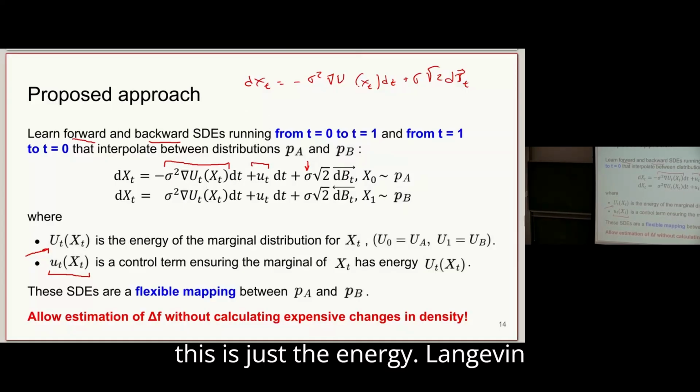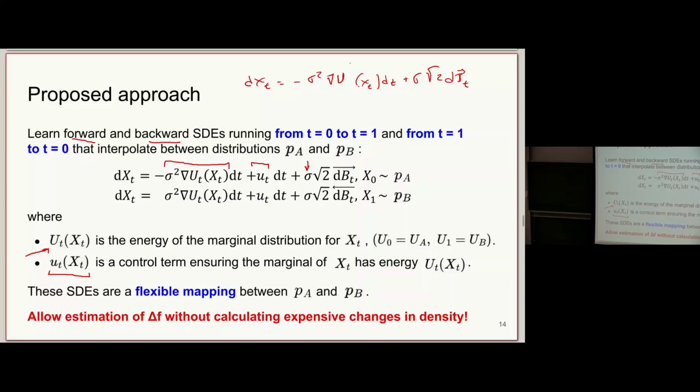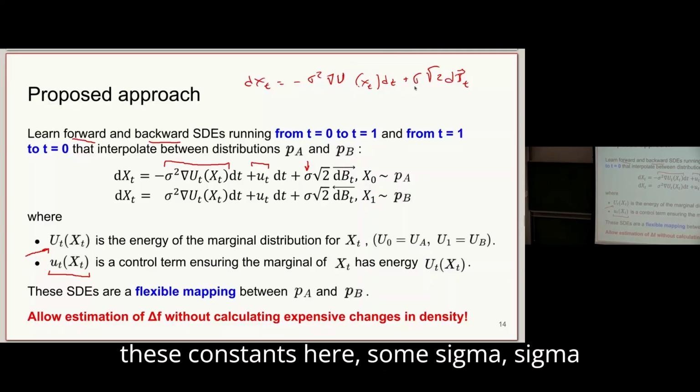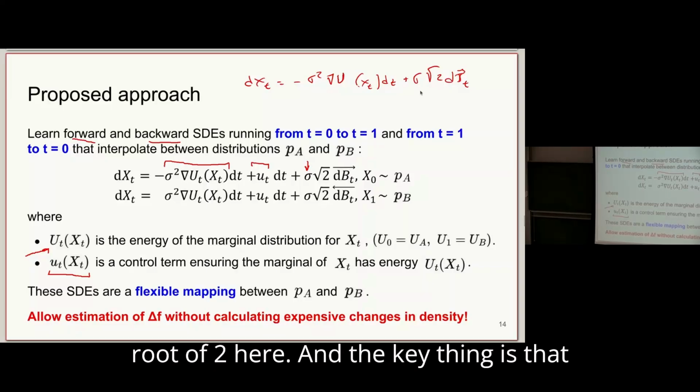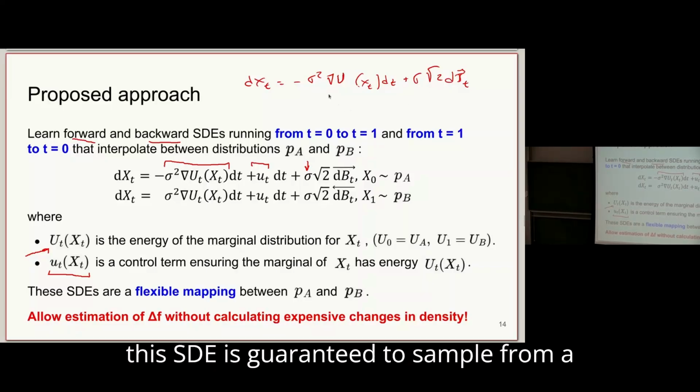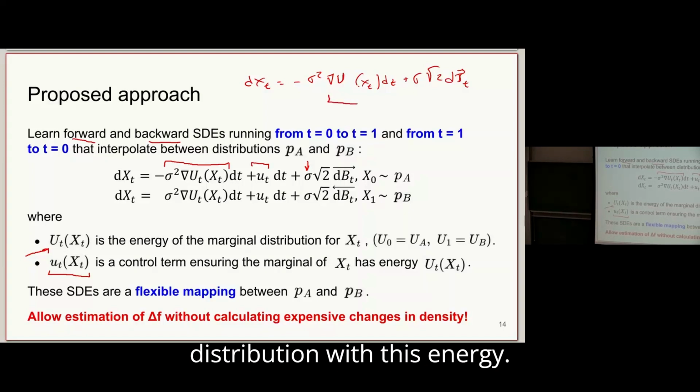So this is just the energy. Okay, Langevin dynamics is basically a stochastic differential equation like this, where you have these constants here, some sigma squared, and then there is a square root of 2 here. And the key thing is that this SDE is guaranteed to sample from a distribution with this energy. Okay?